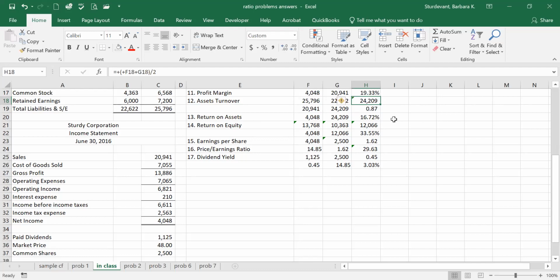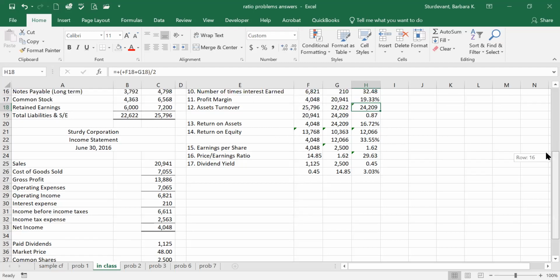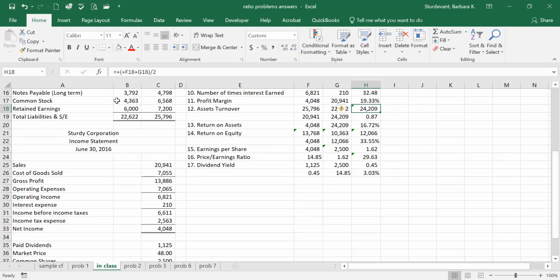Again, that's pretty good. 16%, almost 17% return on an investment. And that's again down here, return on equity. Now with the equity one, you have to be careful because lots of times it doesn't give you a subtotal. So we have to add all these equity accounts together and then divide it by 2.